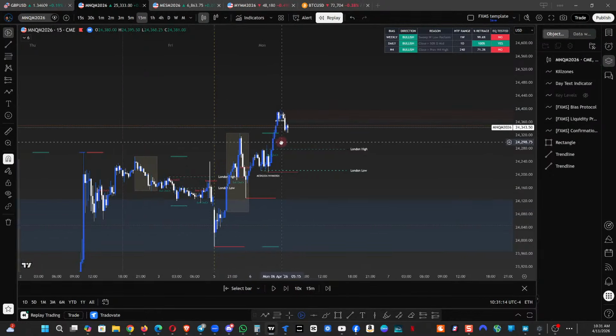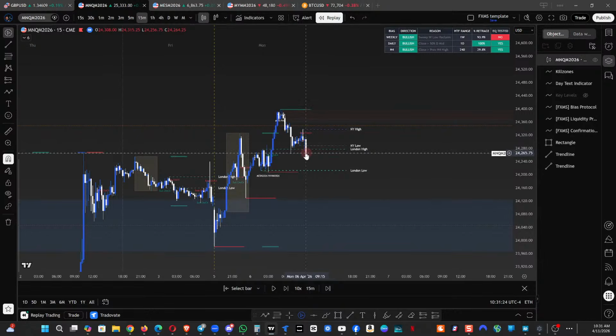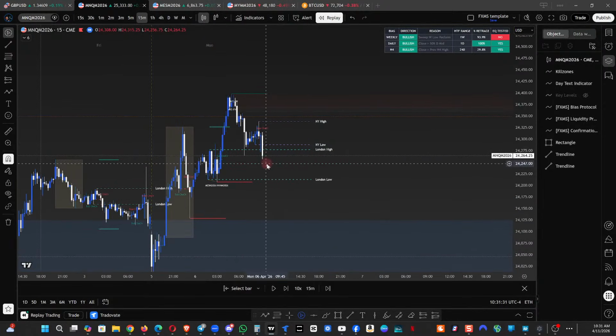Now, if I go over here to the New York session, and I start the day just before New York, which is right there, you can see the indicator will paint out your pre-market highs and lows for you before the day starts. So our day starts at 9:30. What we want to see is for price to sweep out one of these levels and then continue in the other direction, giving us a run down to further liquidity.